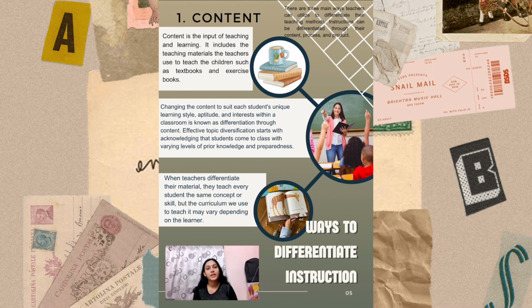Effective topic diversification starts when the teachers acknowledge that every student comes to class with varying levels of prior knowledge and readiness level. There is a misunderstanding that when teachers differentiate content, some students may think that they are getting different contents. That means they are getting different pieces of information. But that is a misunderstanding among some students. Actually, when teachers differentiate their material, they are teaching the students the same concept or skill. It's just that the curriculum that they use may vary depending on the student.